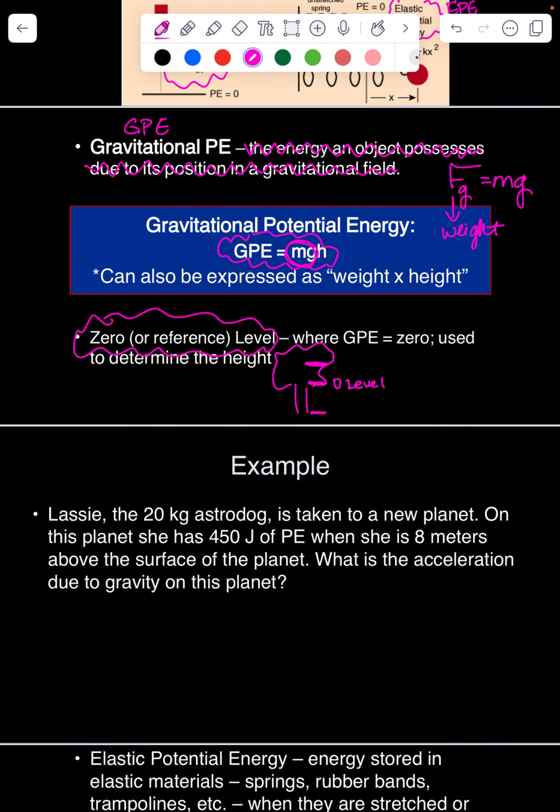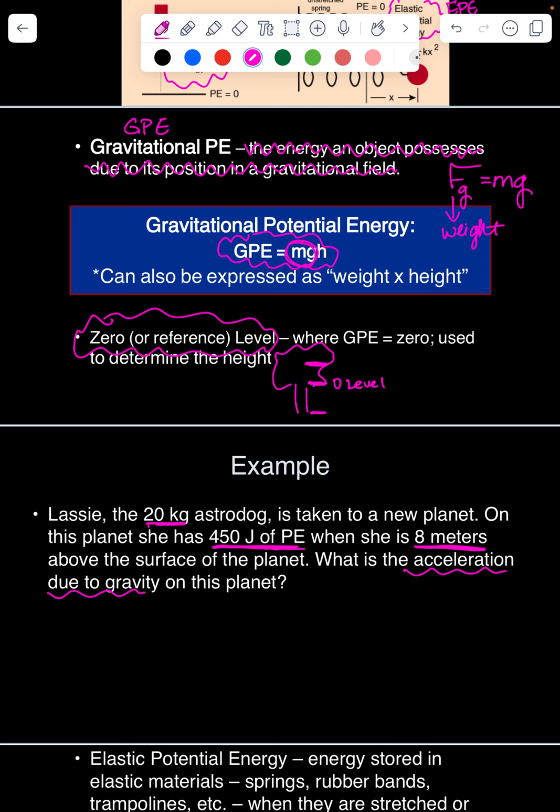We have Lassie, the 20-kilogram astro dog, who is taken to a new planet. On this planet, she has 450 joules of potential energy when she is 8 meters above the surface of the planet. I want to know what is the acceleration due to gravity on this planet.